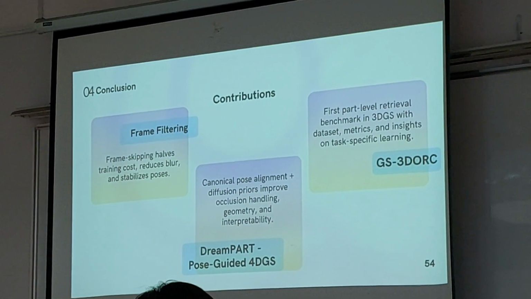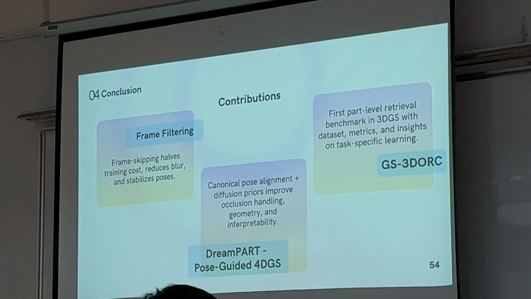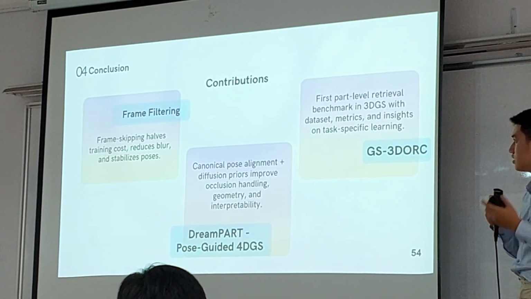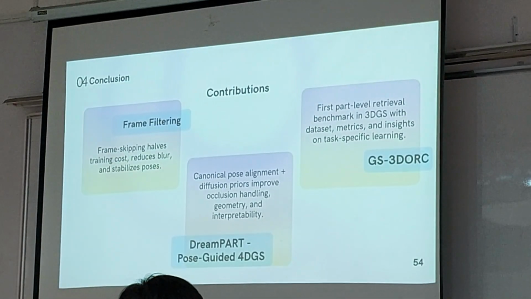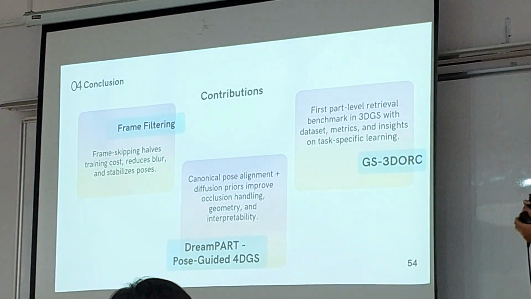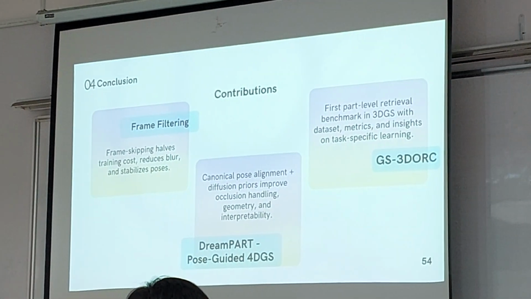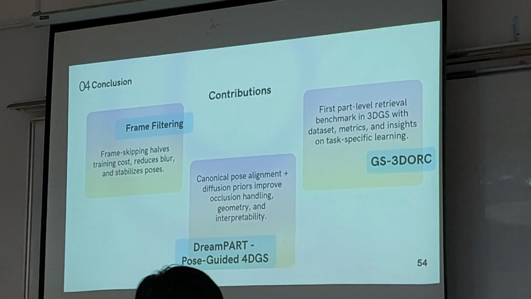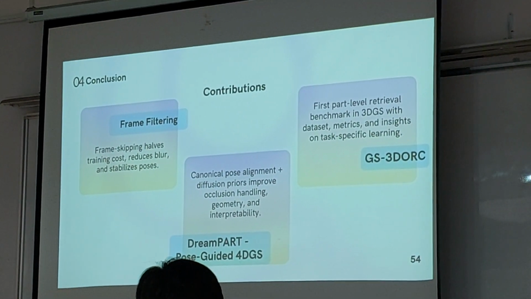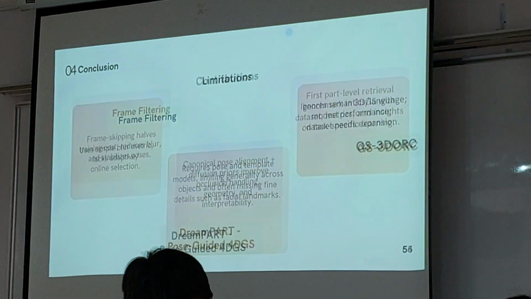To sum up, in this work we propose three contributions. One is the frame filtering strategy for scalable Gaussian splatting reconstruction generation. Another is the canonical pose alignment and diffusion priors to handle the occlusion of humans within the dynamic scene. And we propose the very first part level retrieval benchmark for 3D Gaussian splatting.